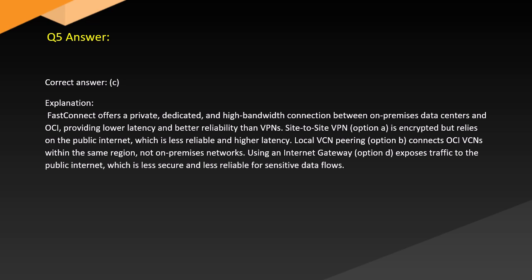Local VCN peering, option B, connects VCNs within the same region, not on-premises networks. Using an internet gateway, option D, exposes traffic to the public internet, which is less secure and less reliable for sensitive data flows.